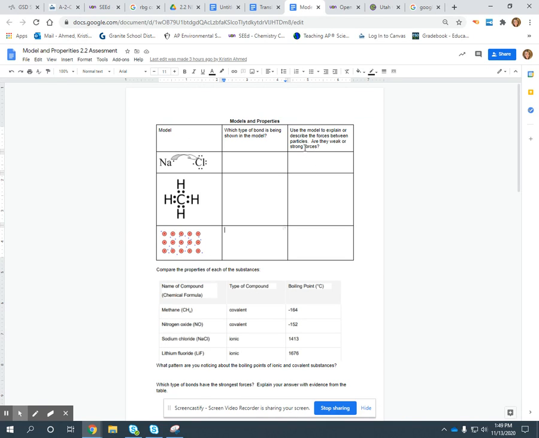And then this next question says, use the model to explain the forces between the particles. So in this picture, you're just going to describe what's happening in the picture with these electrons, and if the bond formed is going to be a strong bond or a weak bond. And you can determine if it's a strong bond or a weak bond based on the properties that you know of ionic, covalent, and metallic substances.